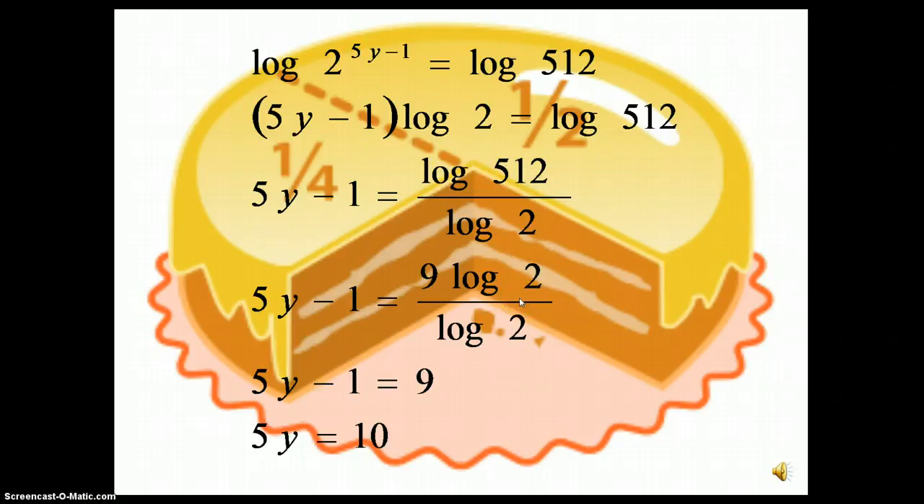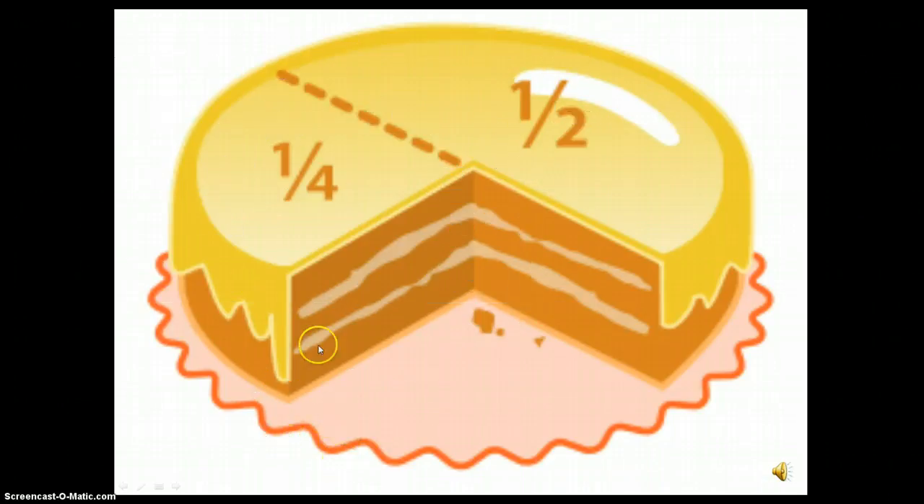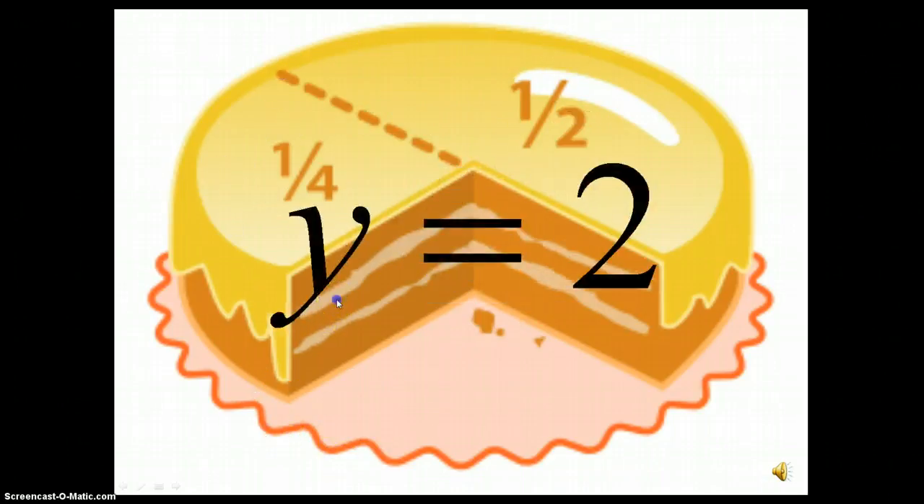to raise 2 to the power of to get 512, and it works out as 9. So just like we did up here, we can move the 9 to the left, and we've got 5y-1 equals 9 log 2 over log 2. As I say, you can cancel out the log 2's, so we've got 5y-1 equals 9, add the 1 to each side, 5y equals 10, divide by 5 on each side, and we've got y equals 2.